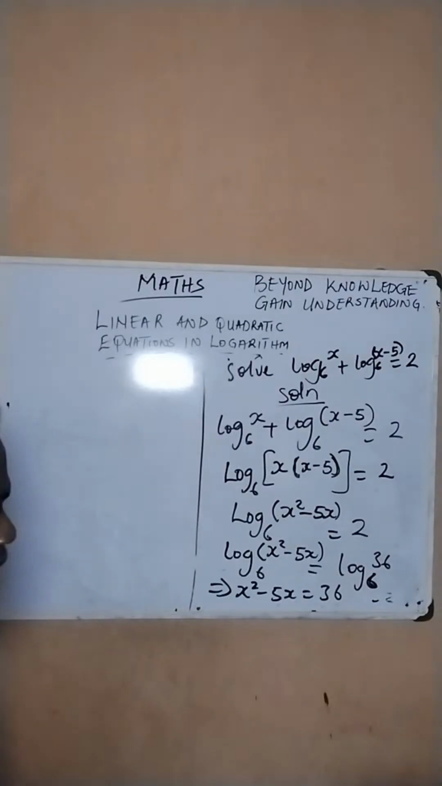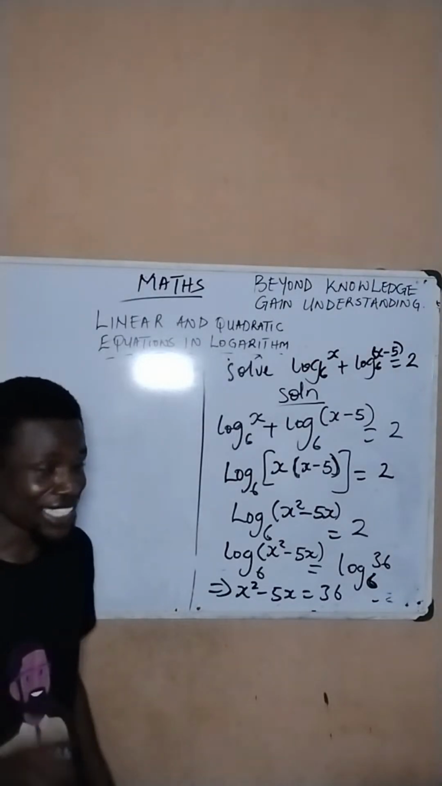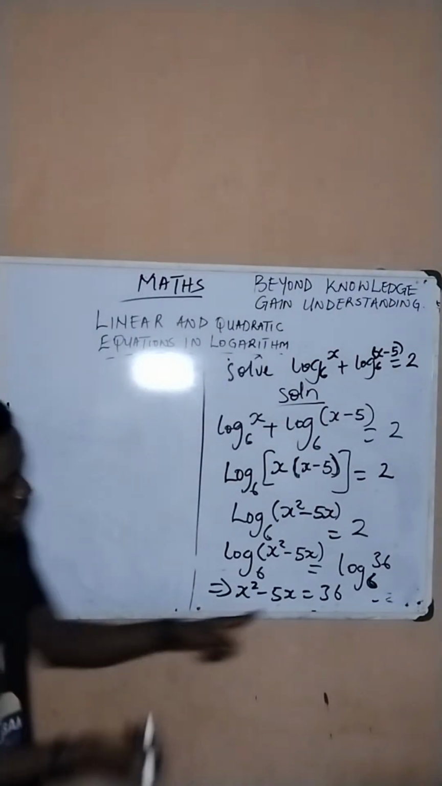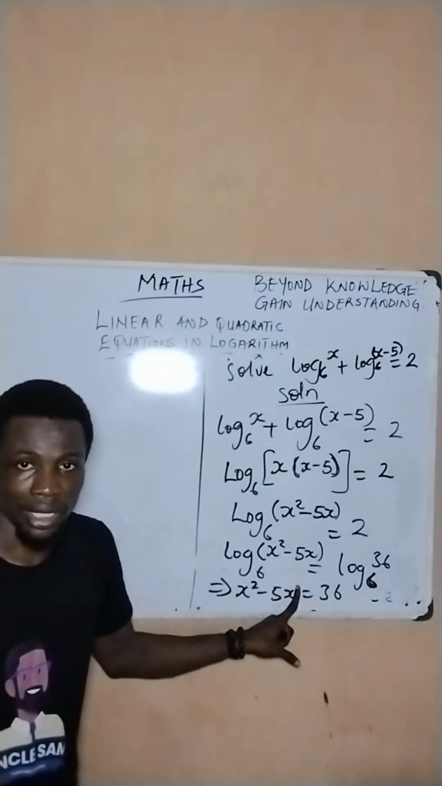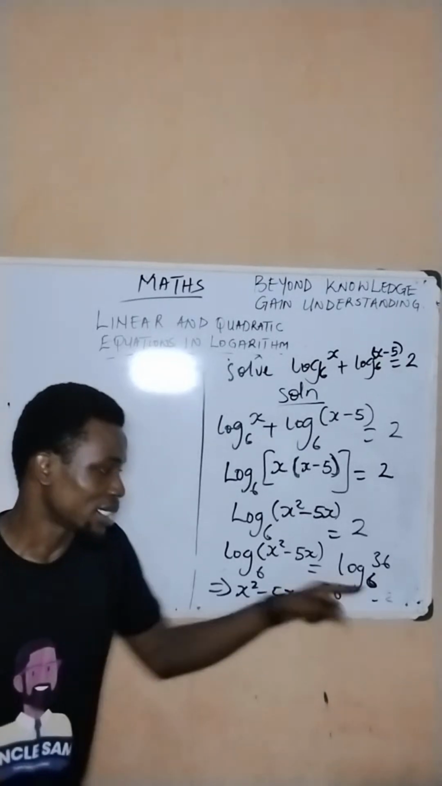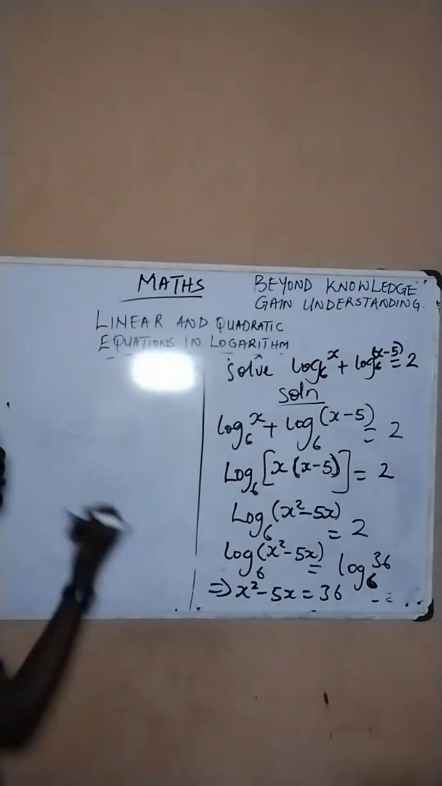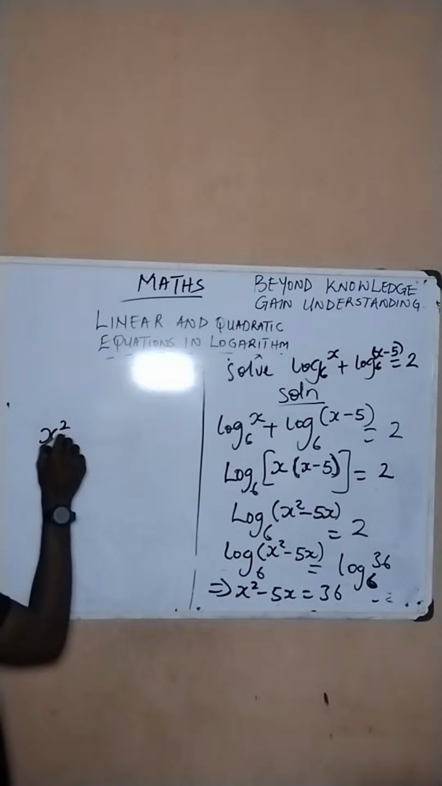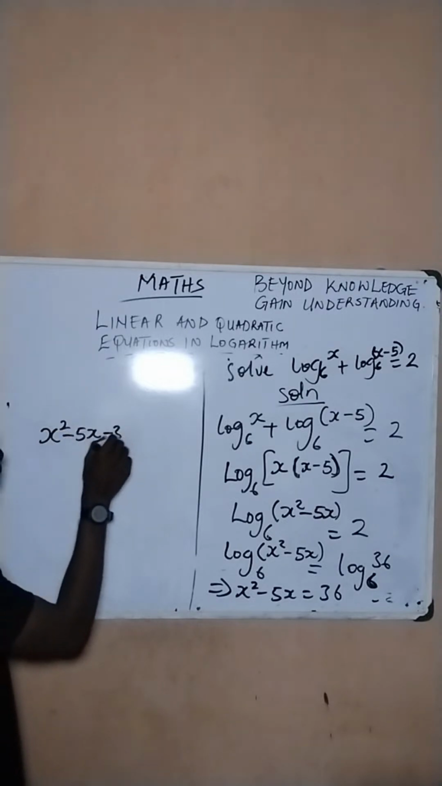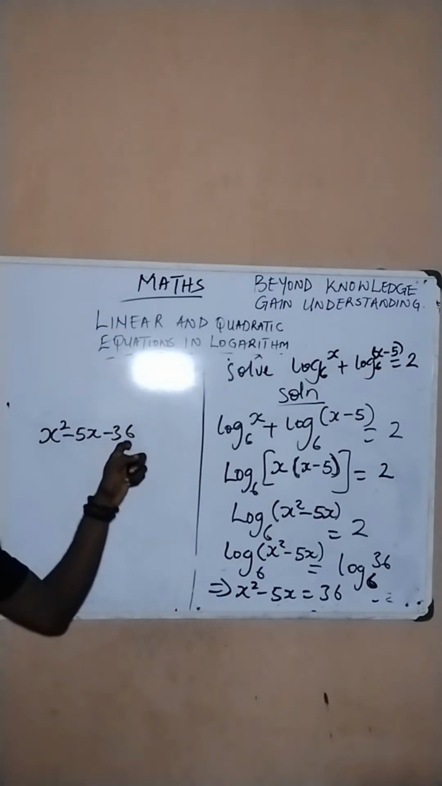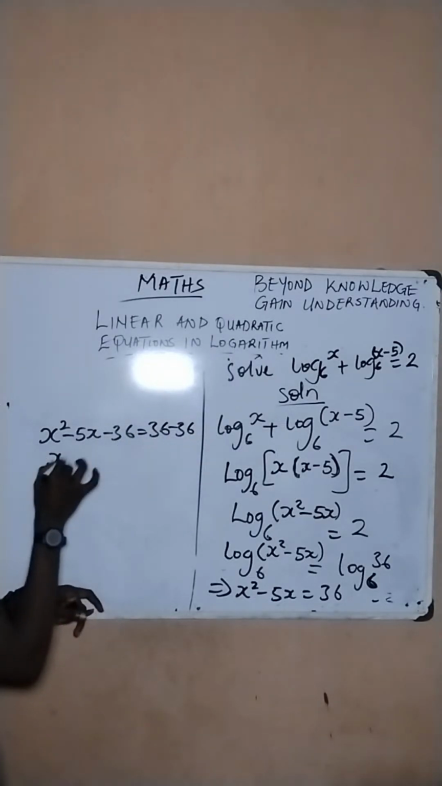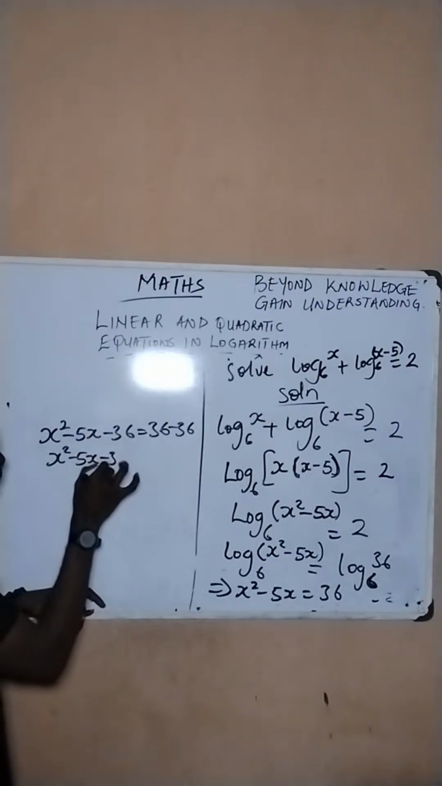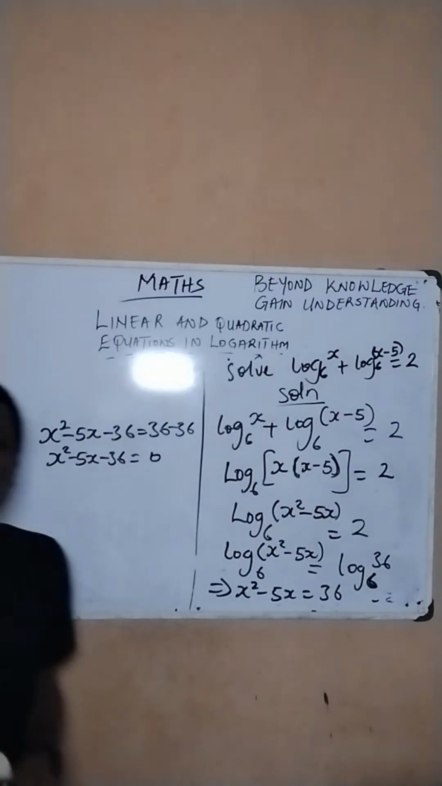And then it's looking like something interesting. So at this point now, we can decide to take this 36 and move it over to the left hand side, or subtract 36 from both sides. So if you subtract 36 from both sides, simple as saying x squared minus 5x minus 36 equals 36 minus 36. And that will give us x squared minus 5x minus 36 equal to 0.